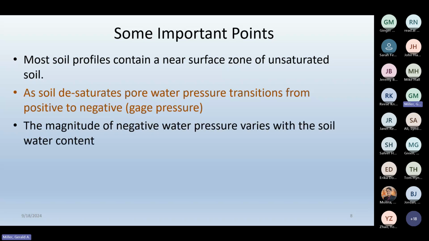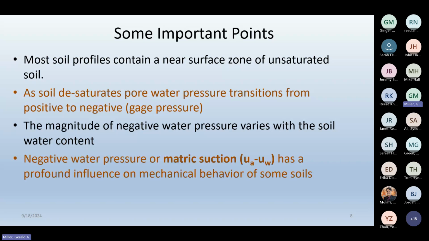Okay, the magnitude of negative water pressure varies with the soil water content. So as the soil gets drier, that negative pressure increases, or gets more negative. And then negative water pressure, or what we call matrix suction, is actually defined as the difference between pore air pressure and pore water pressure.